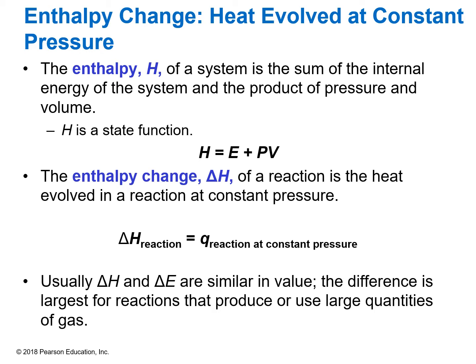Down here at the bottom it says usually your delta H and your delta E are pretty similar in value, and that is true, and particularly at the level that we're going to be studying this is going to be true. We could almost interchangeably use delta E and delta H. But then it goes on to say that the difference is largest for reactions that actually produce or use large quantities of gas. Now, why would that be the case?